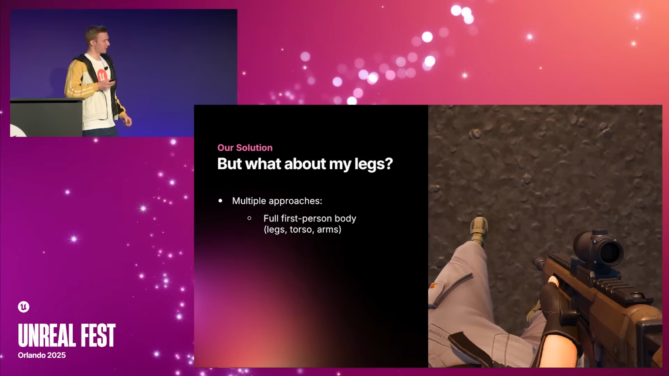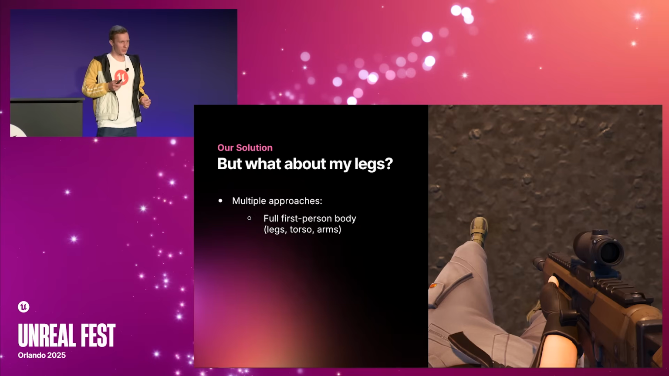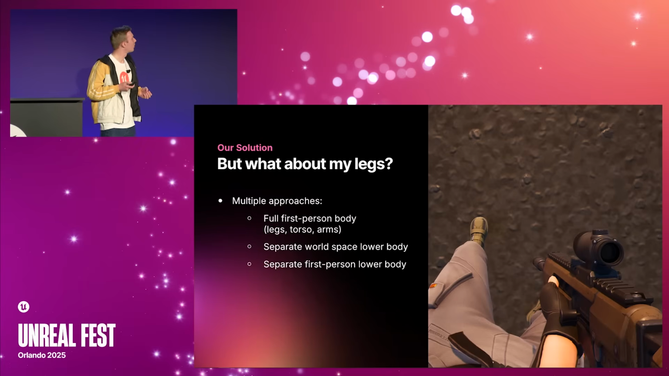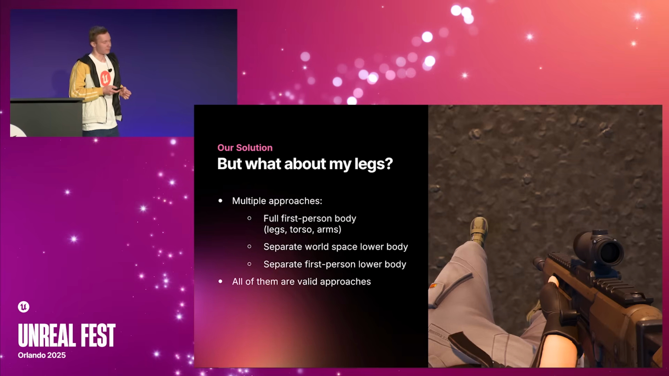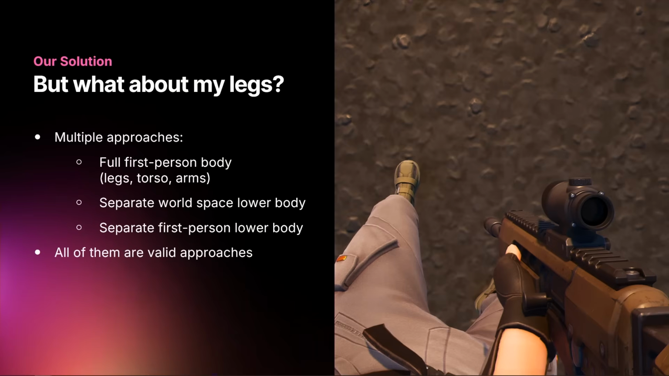Not necessarily because it's the best or the only approach out there, but we have a lot of skins in Fortnite, and we couldn't really create a special version just for first person for all of these skins. That was unfeasible. So that is what we went with. But you could also create a separate world space lower body or a separate first person space lower body with a small caveat. All of them are valid approaches. So really do what fits best for your game and for your pipeline, I suppose.